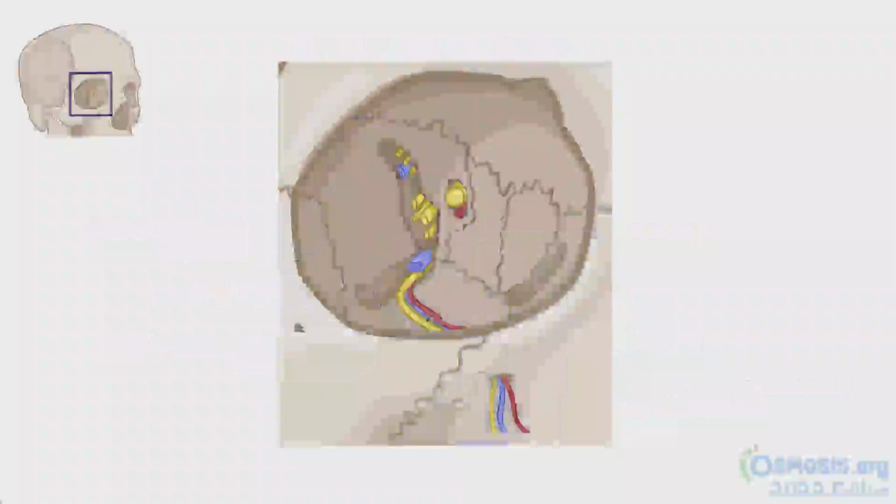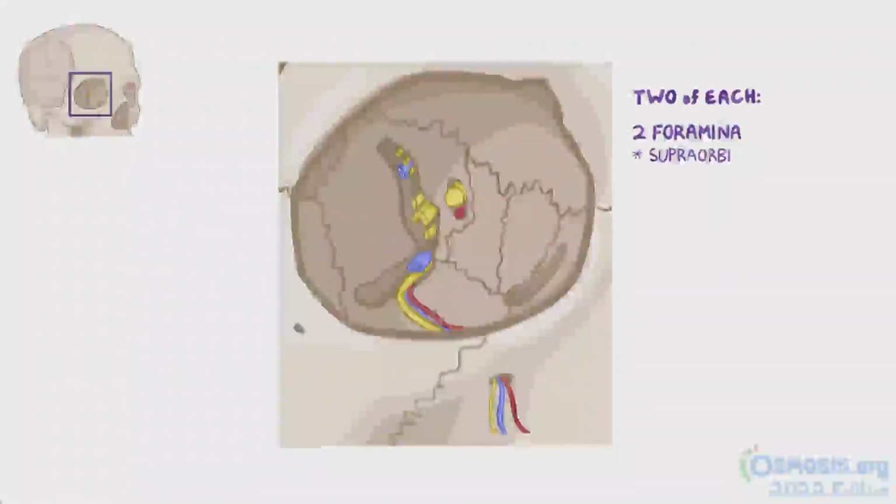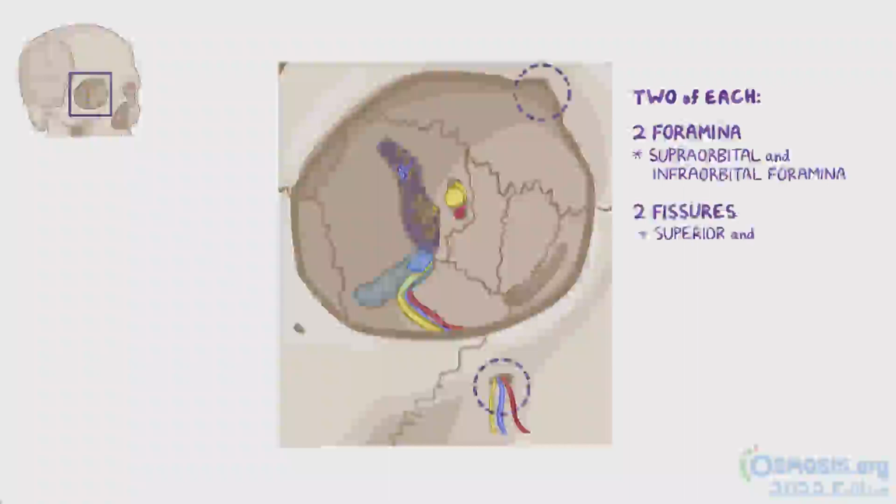So, to easily recall the orbital openings, you can remember there's 2 of each: 2 foramina, the supraorbital and infraorbital foramina, and 2 fissures, the superior and inferior orbital fissure.